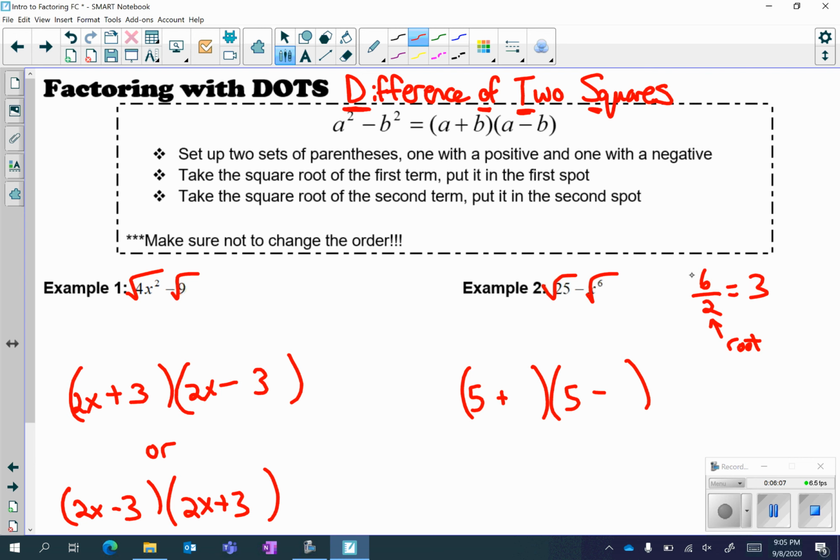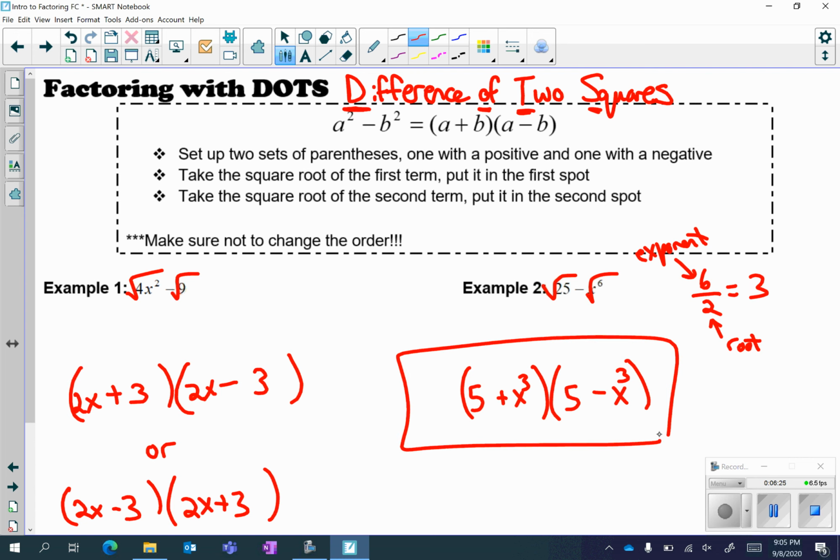So I took my exponent, divided it by the root that I was taking, and you get your new exponent. So I have x cubed. The square root of x to the 6th is x cubed, and you are done.